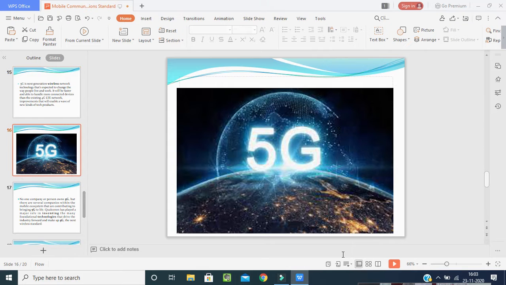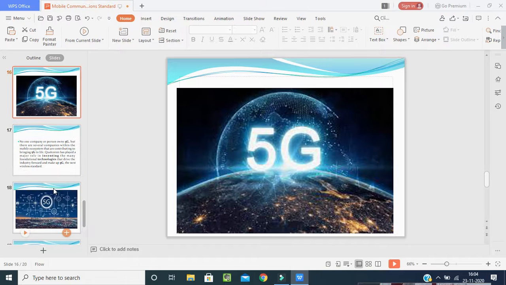See here how 5G is generating and connecting the whole world. When we say that 4G is 20 times faster than 3G, what will be the speed of 5G? It is totally connecting the whole world with one technology.